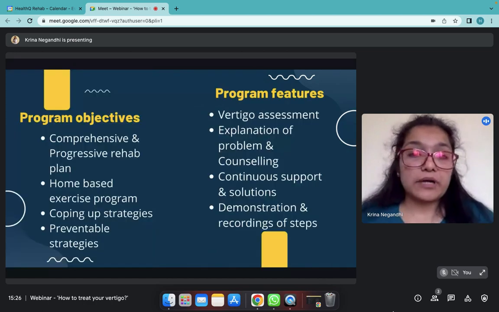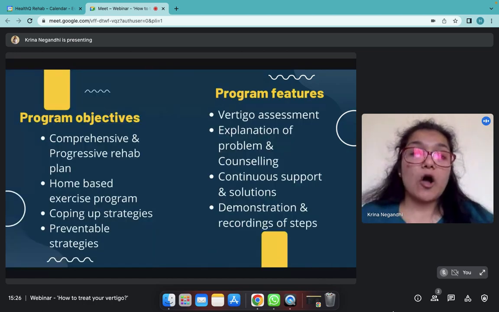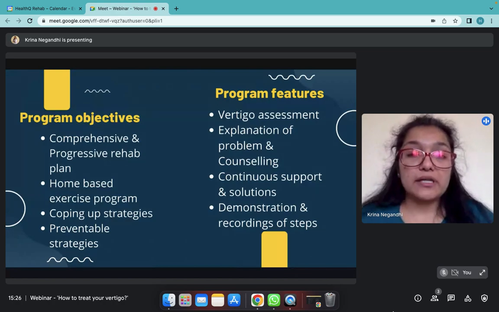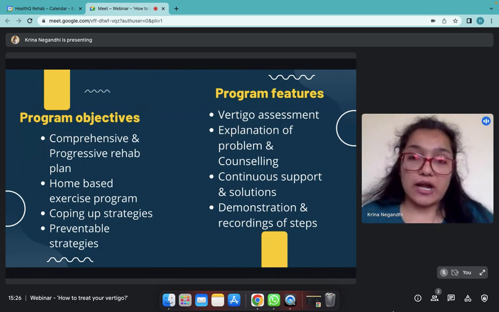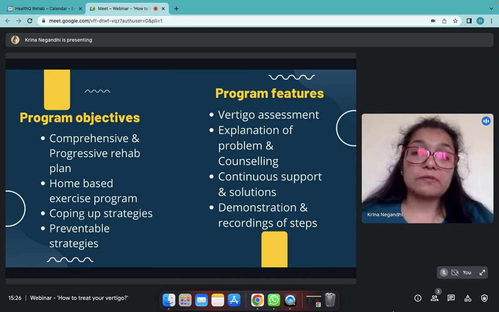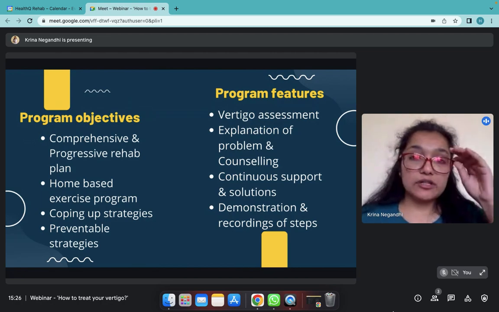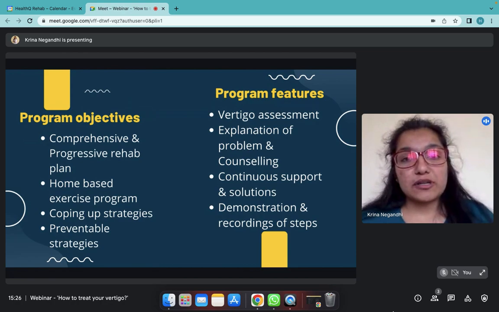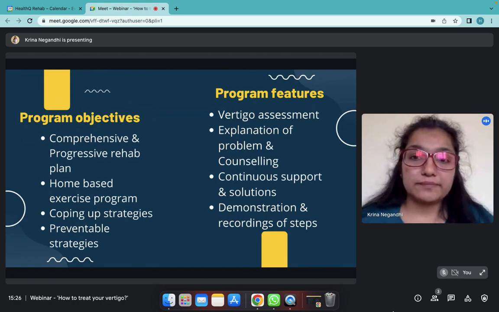There are several program objectives, comprising comprehensive and progressive rehabilitation. We approach it with a home-based exercise plan, several coping strategies while working at home, and also preventive strategies. This includes, firstly, assessment of the vertigo, explaining and counseling about the symptoms, continuous support and solutions, and also demonstration and recording of the steps as per the exercise prescription.